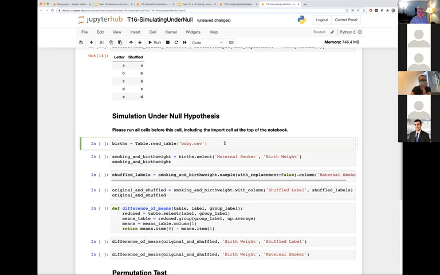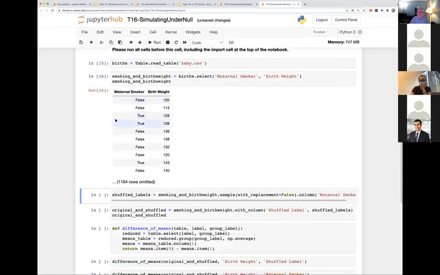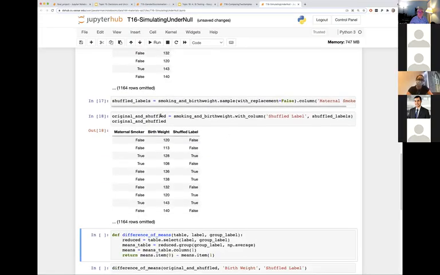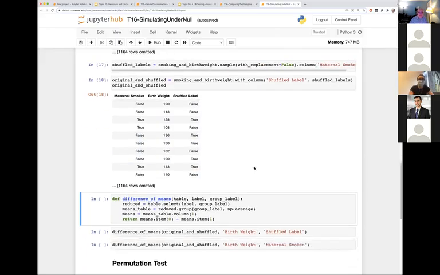All right, so let's look at our baby table again. This is all the stuff that we did in the previous notebook. We extracted out the smoker and birth weights. And now here's where we're shuffling our labels, and then adding them back to our original table. So here the first two columns are our original table, and these are the shuffled labels. You can see we only have true and false, so you're going to get a lot of tables that don't appear to change. But in fact, we can verify that this column, highlighted in blue, didn't change. This changed, so in fact we did end up shuffling the labels.